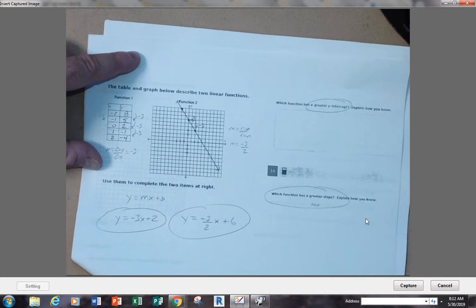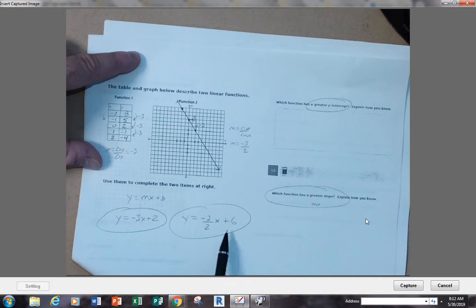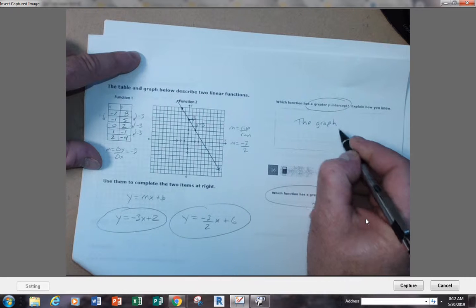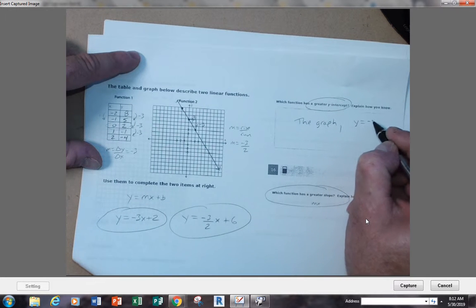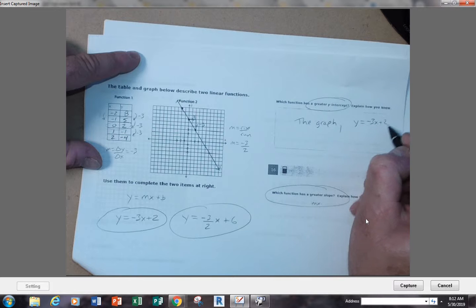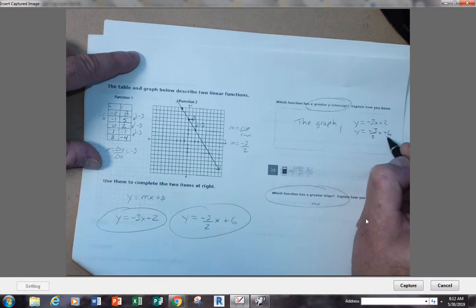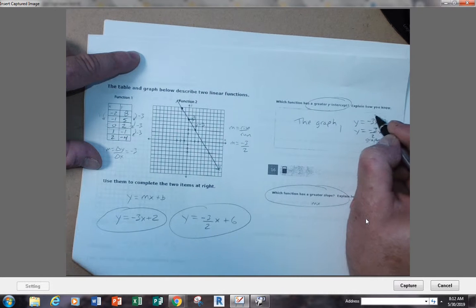Alright, now it says, which function has the greater y-intercept? This one's got a 6, this one's got a 2. The graph. And then maybe show your work when you're doing this on the test by typing in both, so I could see clearly that the graph one's got a bigger y-intercept. Maybe you could even, when you're typing those in, label those.